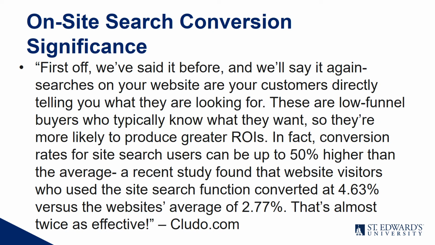They have a direct idea of what they're looking for. In fact, conversion rates for site search users can be up to 50% higher than the average. A recent study found that website visitors who use the site search function converted at 4.63% versus the website average of 2.77%. That's almost twice as effective.